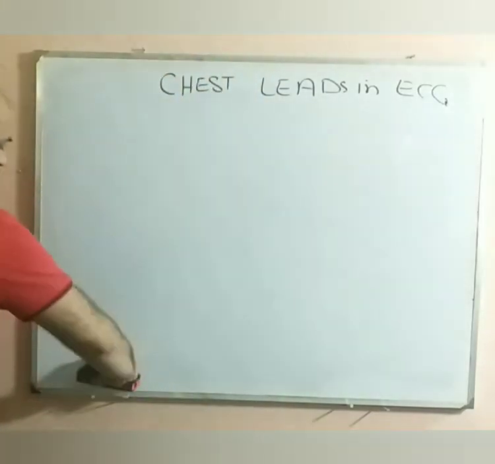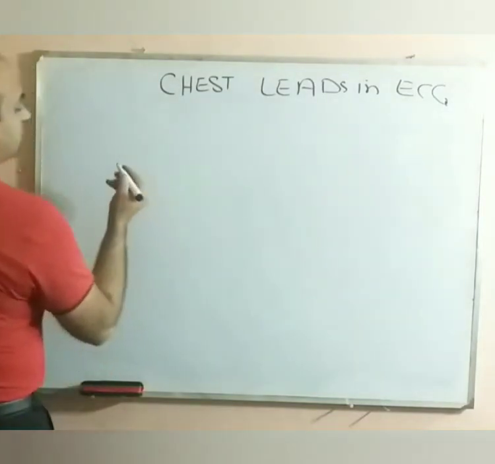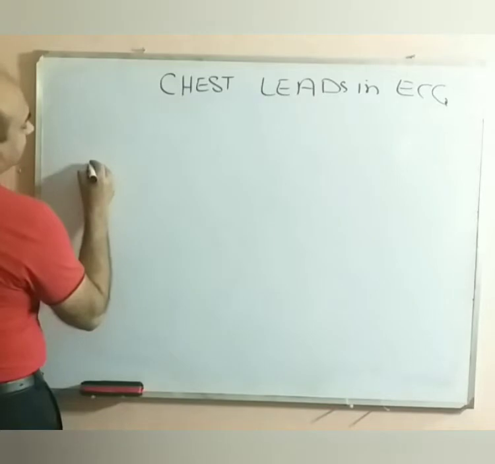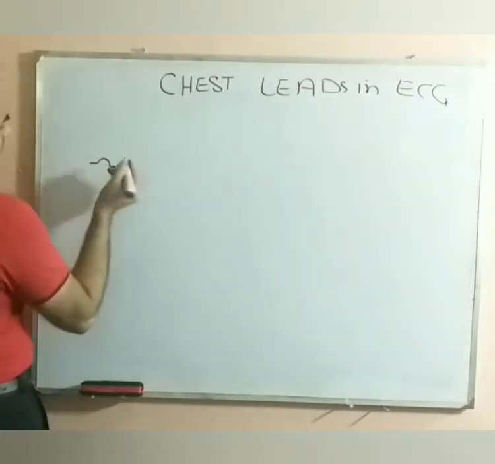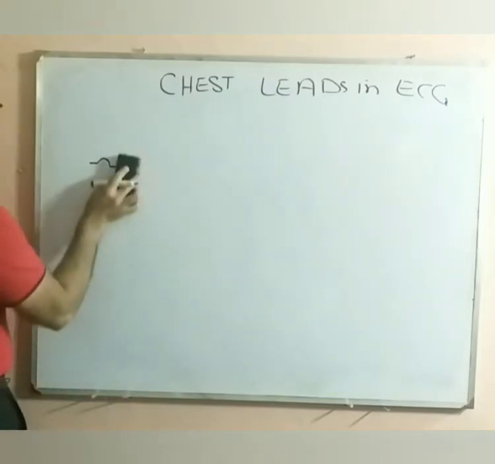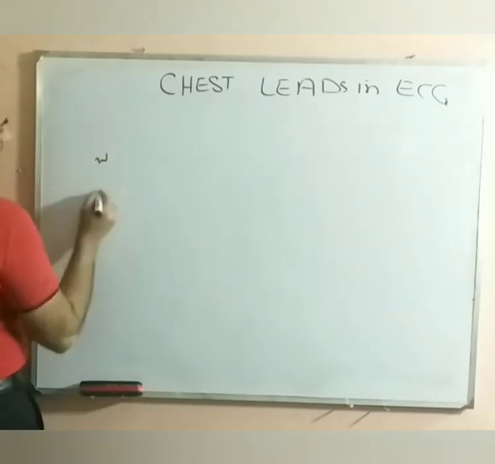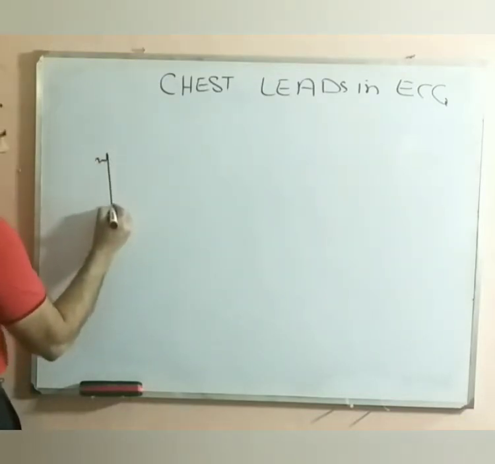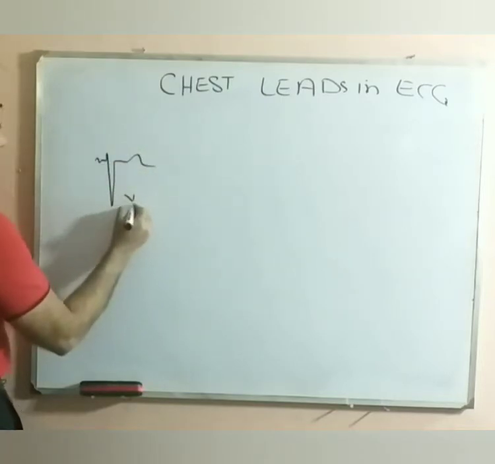So what's the morphology of the normal chest leads, starting from V1? It is something like this. V1 has a P wave, which may be bifid, with an upward and downward portion. Then a small R, a deep S, and then T. This is V1.